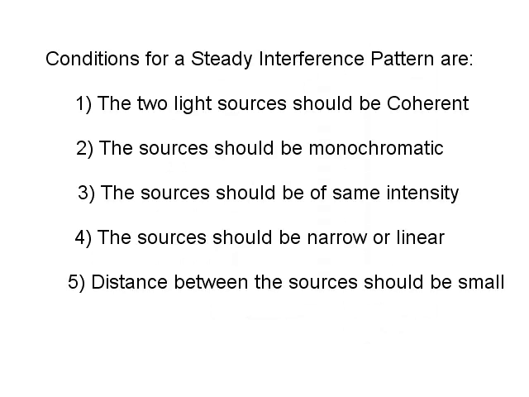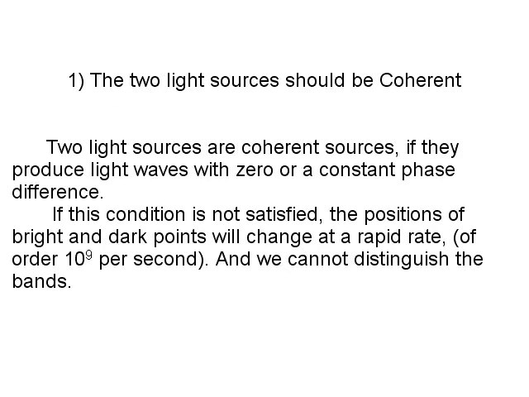There are 5 important conditions to obtain the steady interference pattern. These are: the two sources should be coherent. The second condition is the sources should be monochromatic. The third condition is the sources should be of same intensity. The fourth condition is the sources should be narrow or linear. Distance between the sources should be as small as possible. The two sources should be coherent.